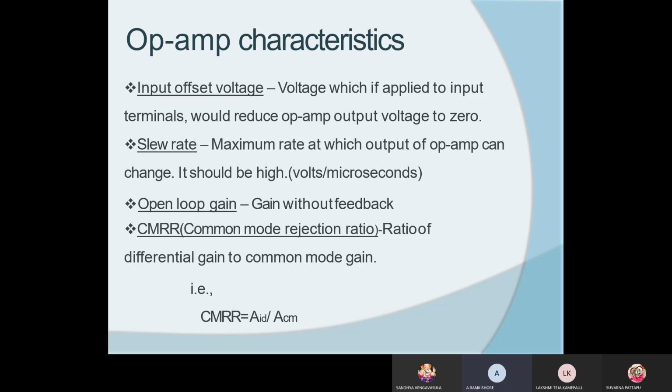And finally the slew rate. It is defined as the maximum rate of change of output voltage per unit time, expressed in volts per microsecond, and given by delta V naught by delta T. For the 741 op amp, the slew rate is 0.5 volts per microsecond. So these are some of the characteristics of the op amp.